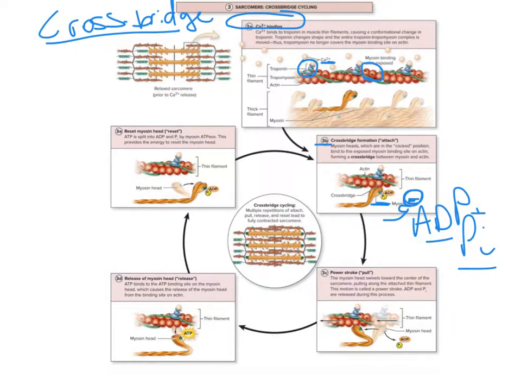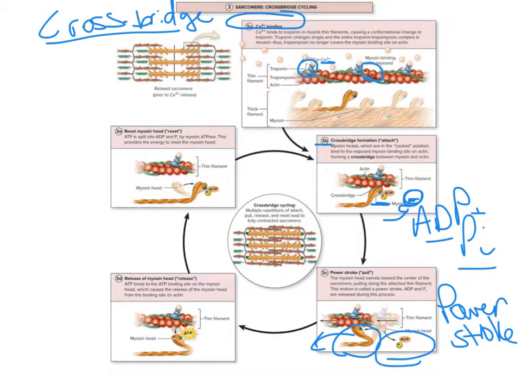So when it binds, you get the myosin head swiveling. You can see there's this change. The myosin head swivels towards the center of the sarcomere, and it pulls the thin filament as it does so. This motion is called a power stroke. And in the process of swiveling in this power stroke, the ADP and the inorganic phosphate are going to be released.